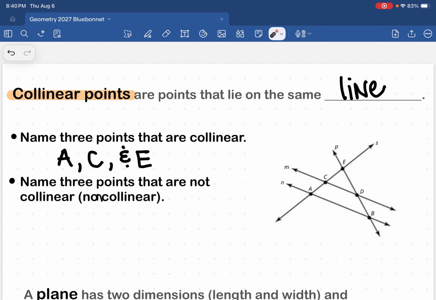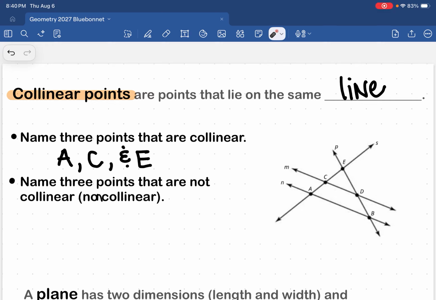These are not the only collinear points. If you were thinking E, D, and B, you are also correct. Those are collinear points on line P. It is very important that you separate them. If we were to write them like this, we're going to see in just a moment that when I write 3 capitalized letters close together like this, I'm naming another part of geometry.